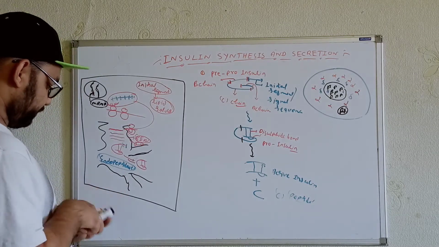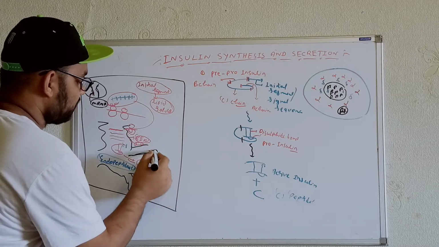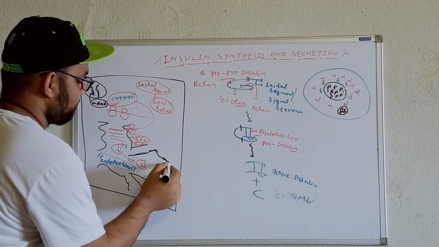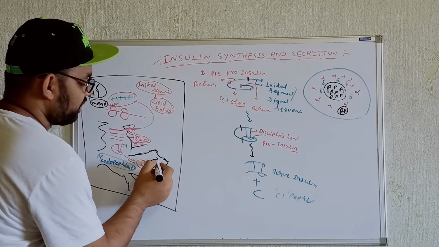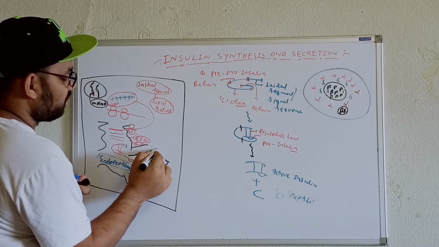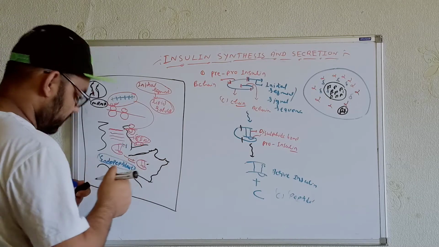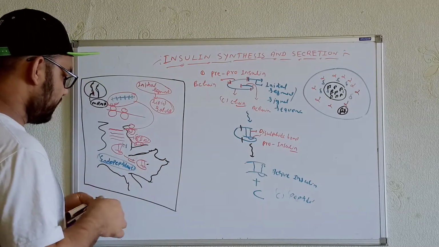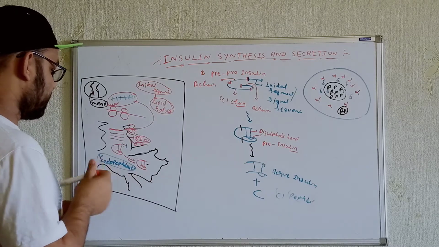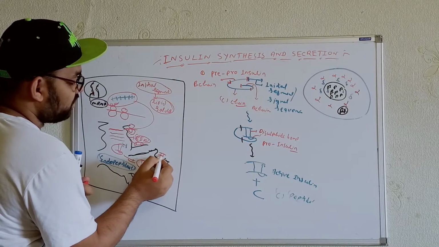Then we will see this thing just like this. Let me show over here. This thing will get attached with the membrane of the endoplasmic reticulum, just like this. Now whatever we see over here, this thing will now be known as proinsulin. The proinsulin will be over here.